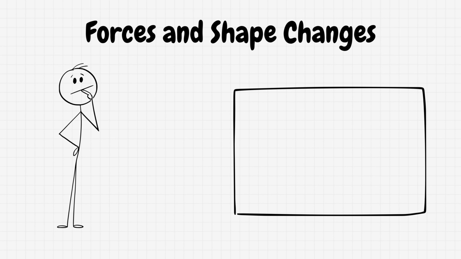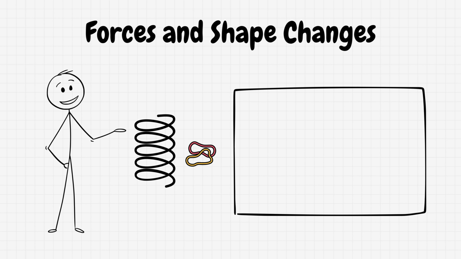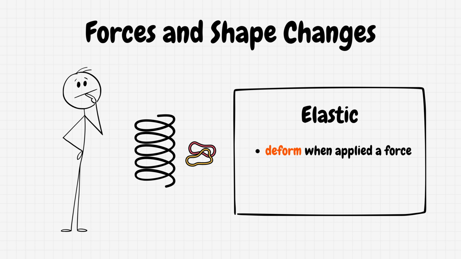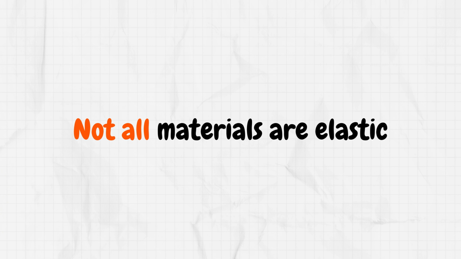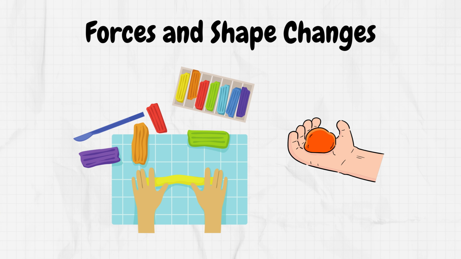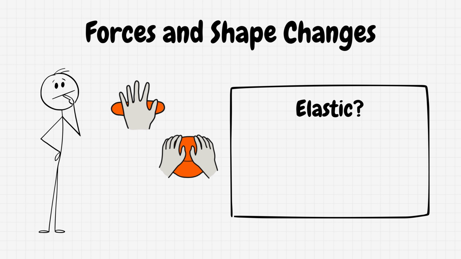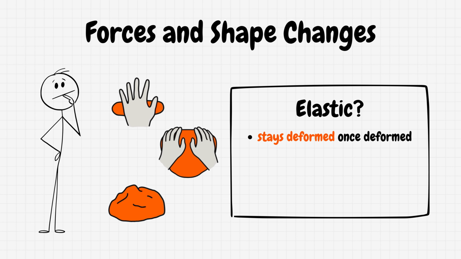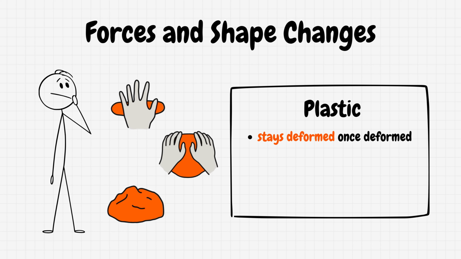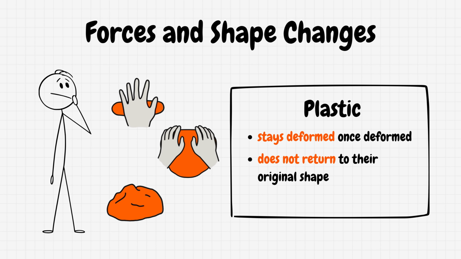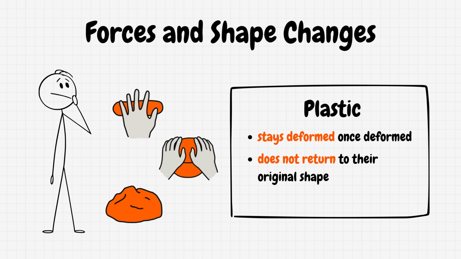Other materials like springs or rubber bands are elastic. They change shape when you apply a force, but once you let go, they return to their original shape. But not all materials do that. Take modeling clay, for example. If you press or stretch it, it stays deformed. It doesn't bounce back. That's because it's plastic, not elastic. Plastic materials don't return to their original shape after a force is applied.